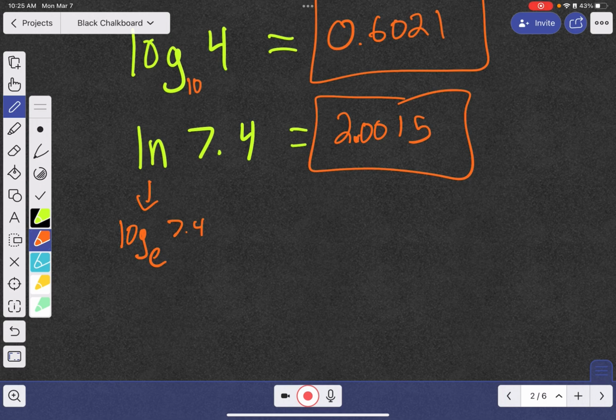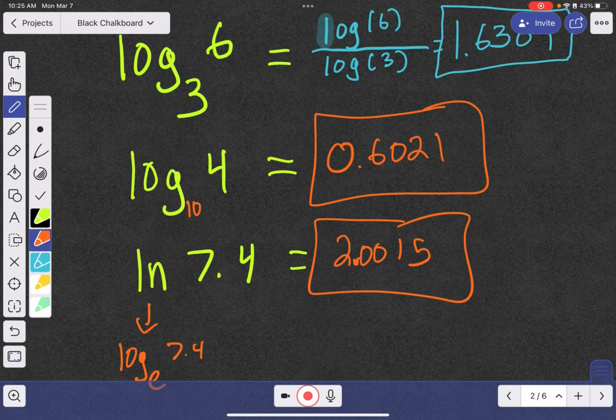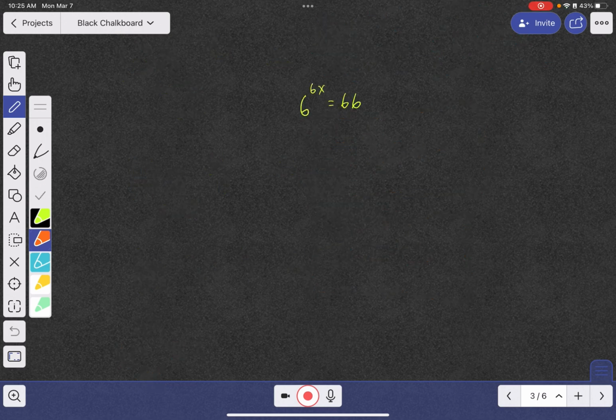And those are just different log things that we can use. We've got the change of base formula. We've got the base 10, just hit it in your calculator, and we've got ln. So that's going to lead then to solving exponential equations. Something like 6 to the 6x is equal to 66. So now we have to find the value of x that makes this equation work.